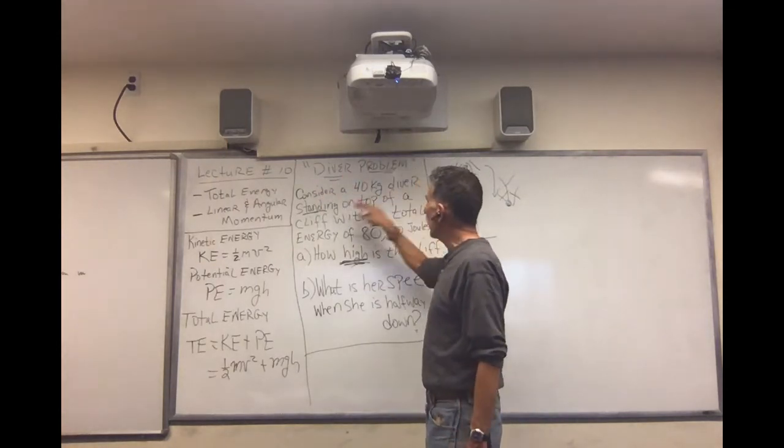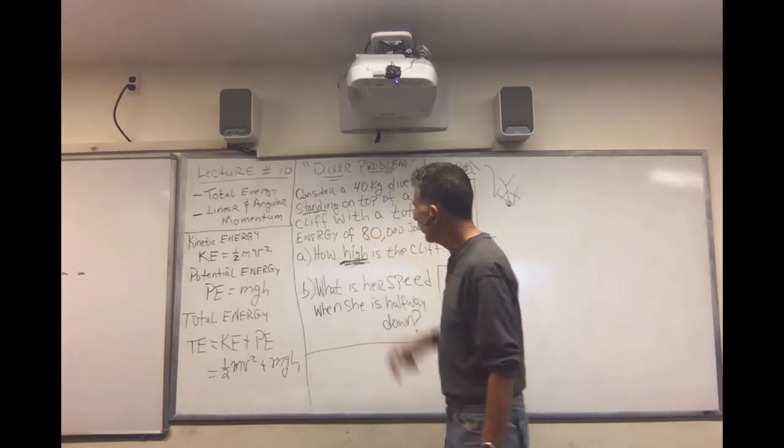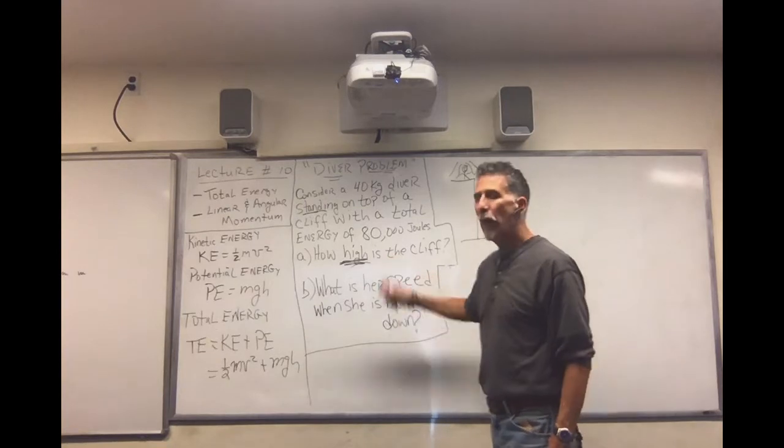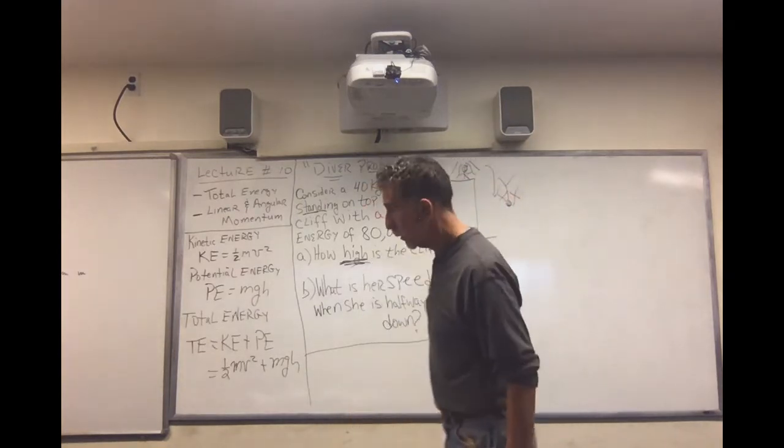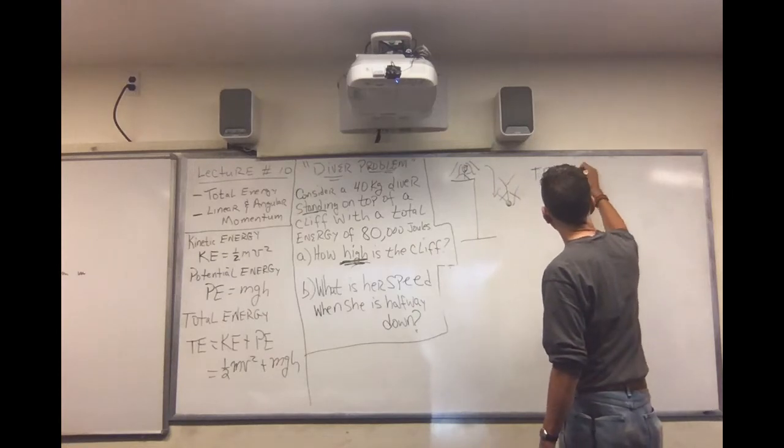Consider a 40-kilogram diver standing on top of a cliff with a total energy of 80,000 joules. First question is, how high is the cliff? How high is it? Well, the only equation we're using is this conservation law.